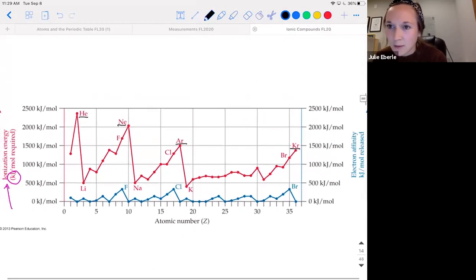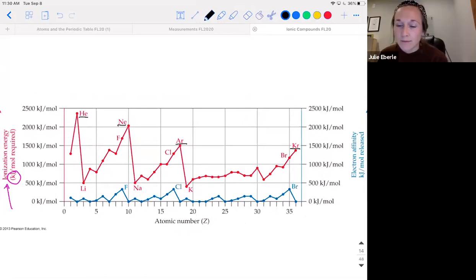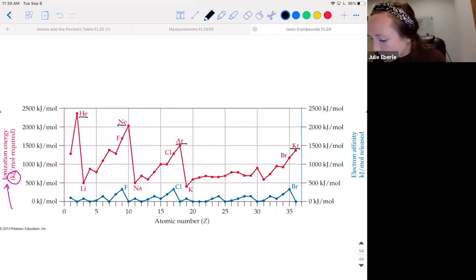What do you know about these elements? I'll give you a hint. They're all in the same group. What main group are they in? 8. Yeah, and what do we call group 8? Noble gases. These are all, I'm going to put a star by them, anything with a star by it, these are our noble gases.